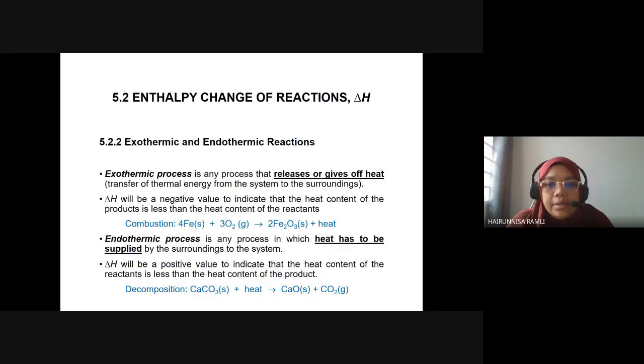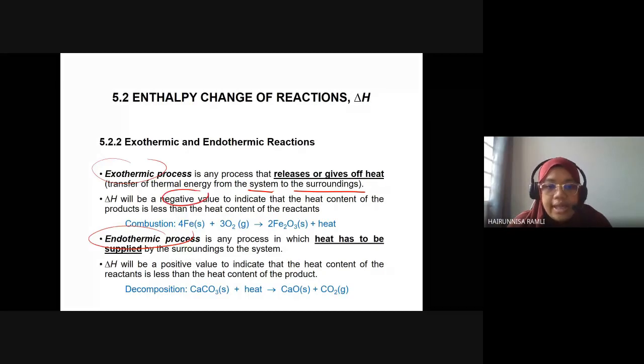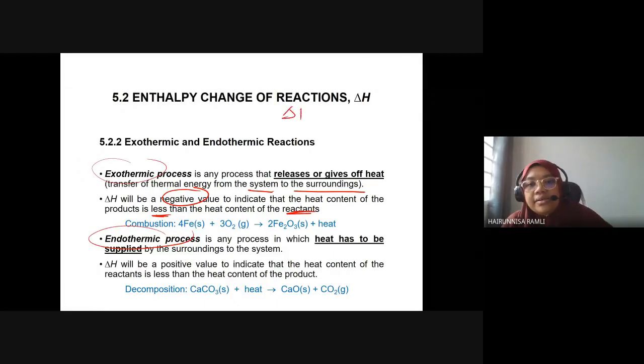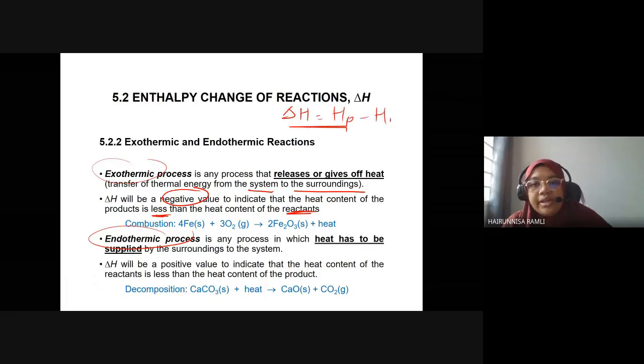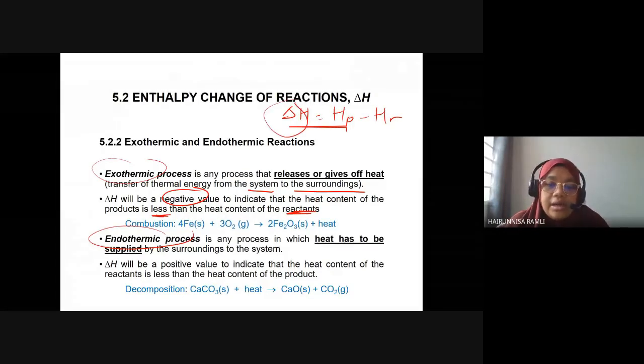So, tadi saya cakap kan, we have two types of reaction. We have exothermic and also endothermic. Benda ni pun you dah very familiar with. So for exothermic reaction, our process is actually, it will release or give off heat. So they transfer from system to the surrounding. So delta H value will become negative, and the heat content of the product is less than heat content of the reactant. Sebab tadi kita kira delta H, H product tolak H reactant kan. So kalau value of delta H ni rendah, of course product akan jadi lesser than reactant.